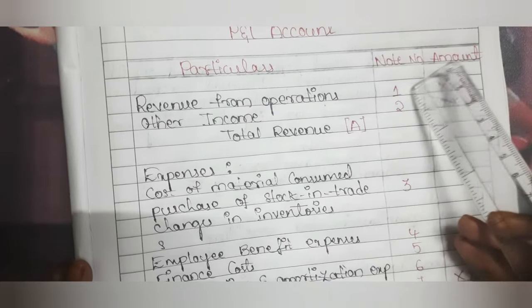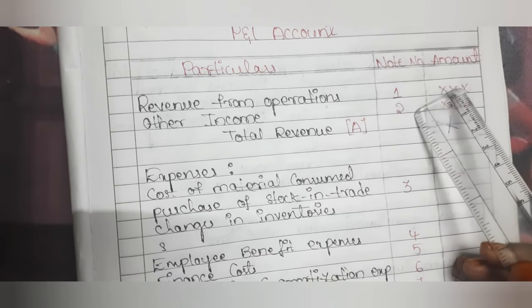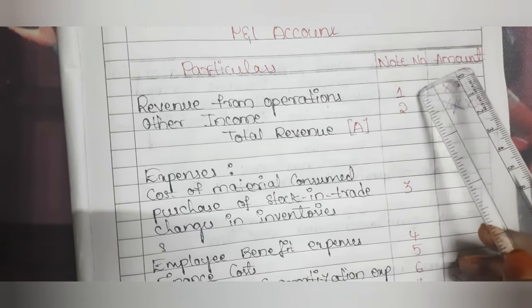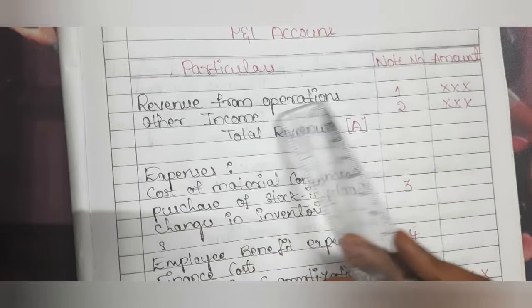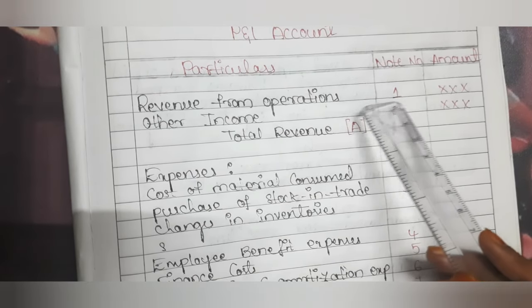And here, the note numbers I have mentioned are nothing but the working notes. You will be doing working notes, right? For those working notes you have to label them 1, 2, 3, 4 like that. In the working notes, you need to mention how you got the revenue from operations amount.